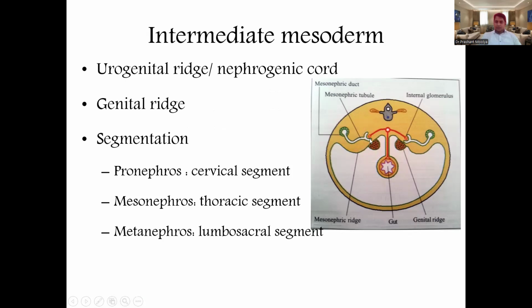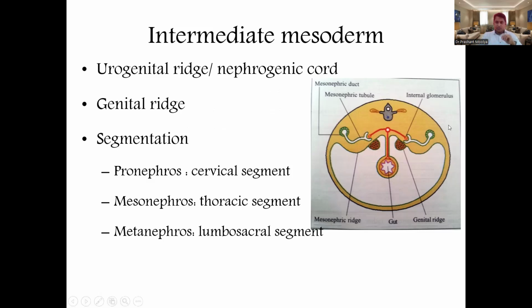And on the sides of this, the swellings appear, and they are called the urogenital ridge, or you can say the ridge which contributes to the urinary system and the genital system, which further differentiates into the mesonephric ridge and the genital ridge. This genital ridge will contribute to the gonads, which I will speak on in my next lecture.